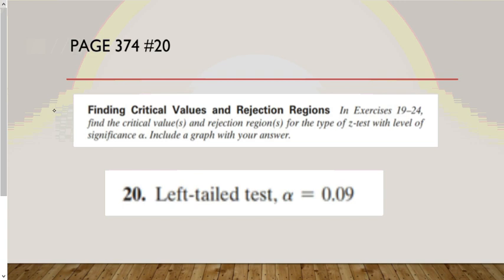Let's look at some other types of problems. We've already kind of done some like this, but I just want to make sure you can see exactly what we're looking for in a problem like this from your text. So find the critical values and the rejection region for the type of z-test with the level of significance alpha, then graph your answer. Include a graph, right? So a left-tailed test with an alpha of 0.09.